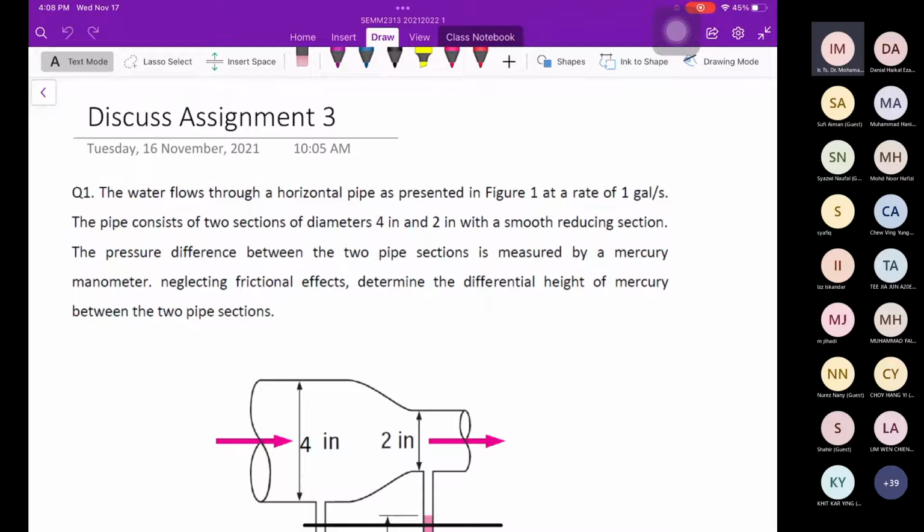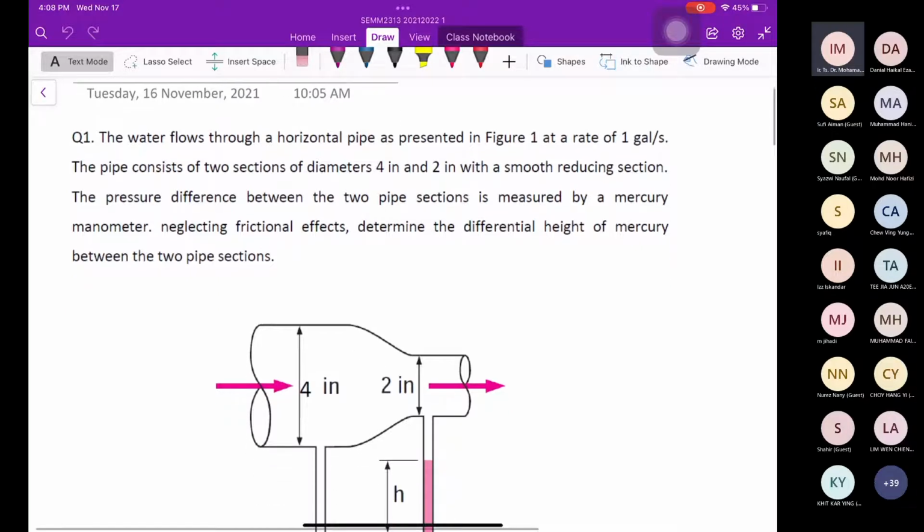Question 1. The water flows through a horizontal pipe as presented in figure 1 at the rate of 1 gallon per second. The pipe consists of two sections of diameter 4 inch and 2 inch with a smooth reducing section. The pressure difference between two pipe sections is measured by a mercury manometer. Neglect frictional effect. Determine the differential height of mercury between the two pipe sections.